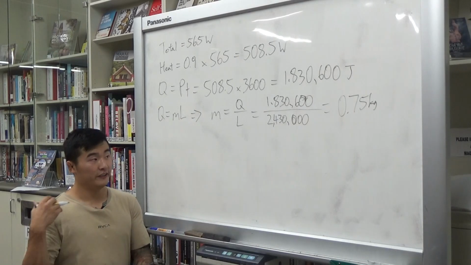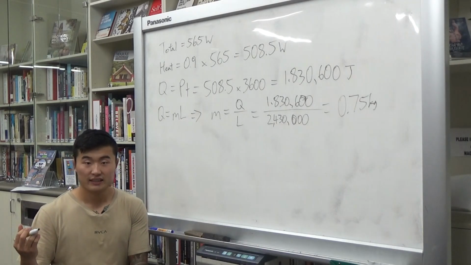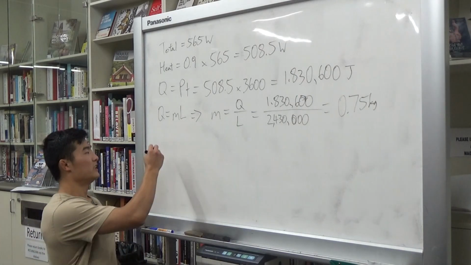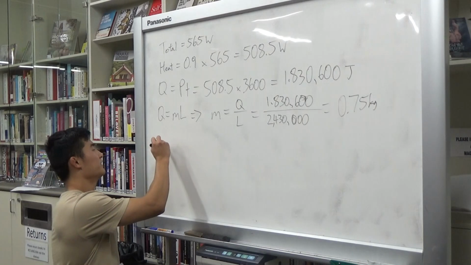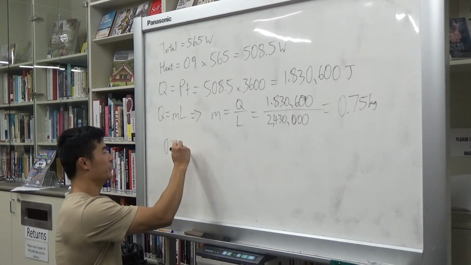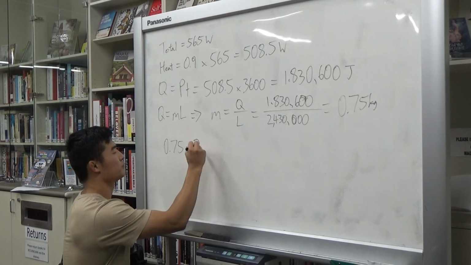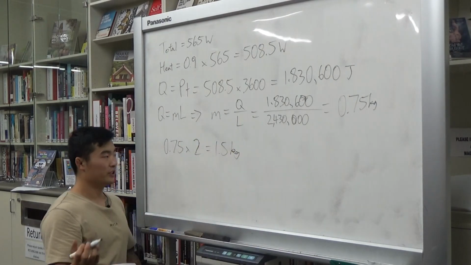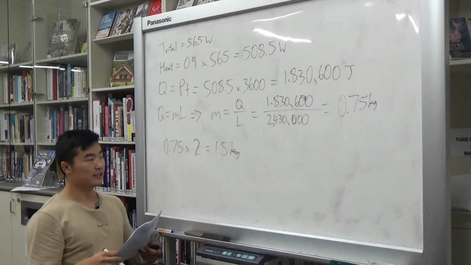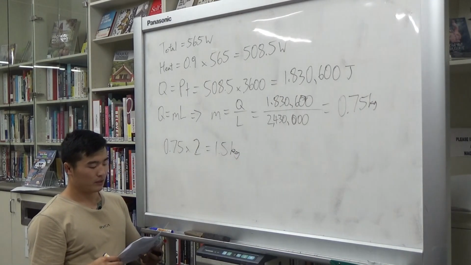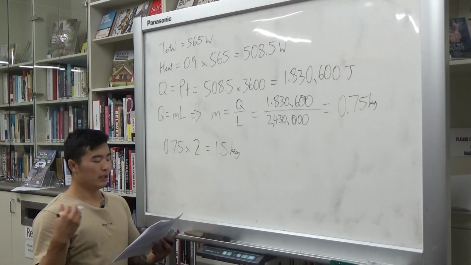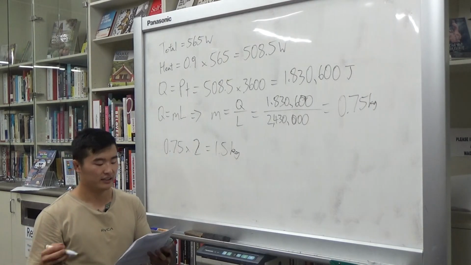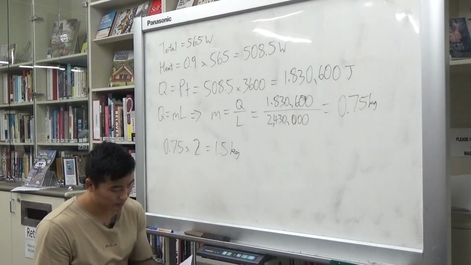But remember that only 50% of the sweat is going to evaporate, so he's going to have to produce double the amount of sweat. So that's 0.75 times 2, which is 1.5 kilograms. So he has to produce 1.5 kilograms of sweat. And so 1.5 is 1.5% of 100. So your answer is 1.5%.